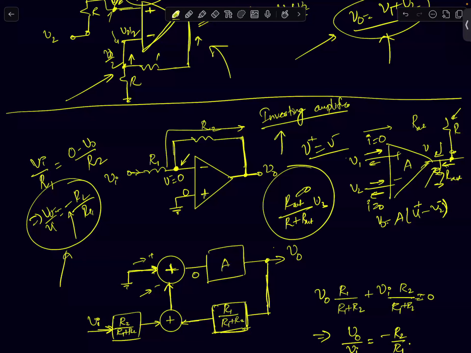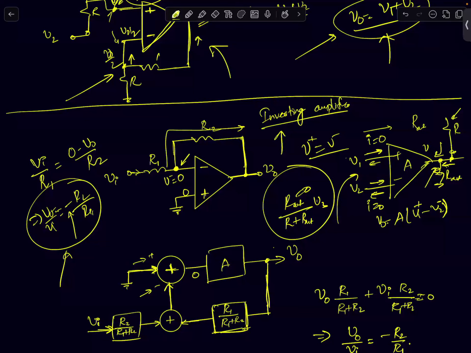It simply means that if I try to perturb this or change this node voltage externally, other than these two inputs, it will not change. That's what this is telling me. So that is another property to keep in mind. The output impedance of an ideal op-amp is 0.